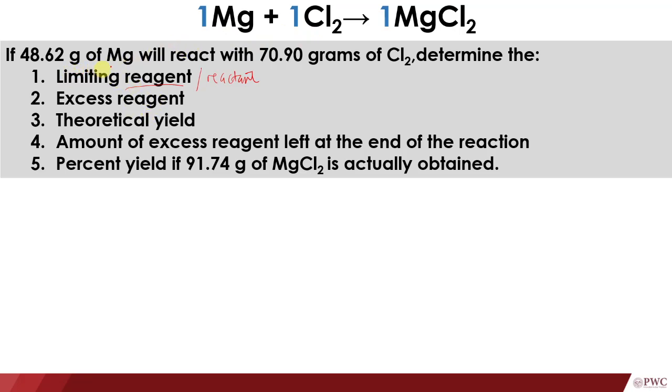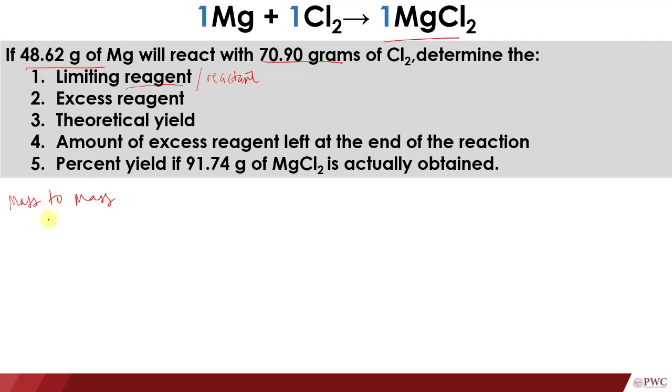So here we have the amount of the reactants: 48.62 grams of Mg, and for Cl2 that's 70.90 grams of Cl2. The first thing is to calculate how many grams of MgCl2 can be produced from this amount of the two reactants, and the one that can produce less product will be the limiting reactant. So first we'll do a mass to mass calculation. This will be from the mass of the reactants to the mass of the product that can be produced from the reaction.